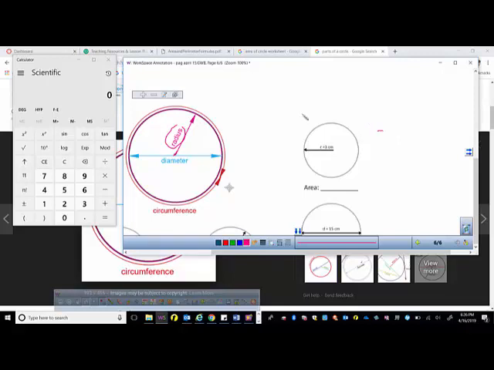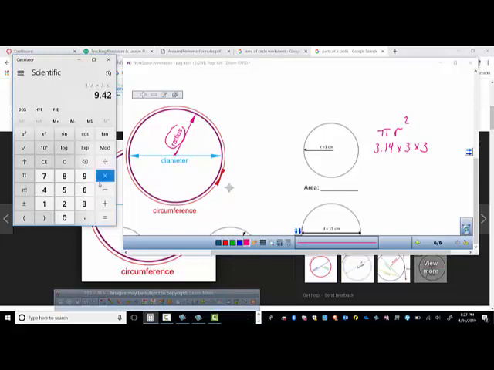So to find the area, the formula is pi r squared. So pi is 3.14. The radius is 3, so I'm going to multiply by 3 because r squared means I need two of those. So you're going to put in your calculator 3.14 times 3 times 3 equals, you get 28.26. That would be centimeters squared.